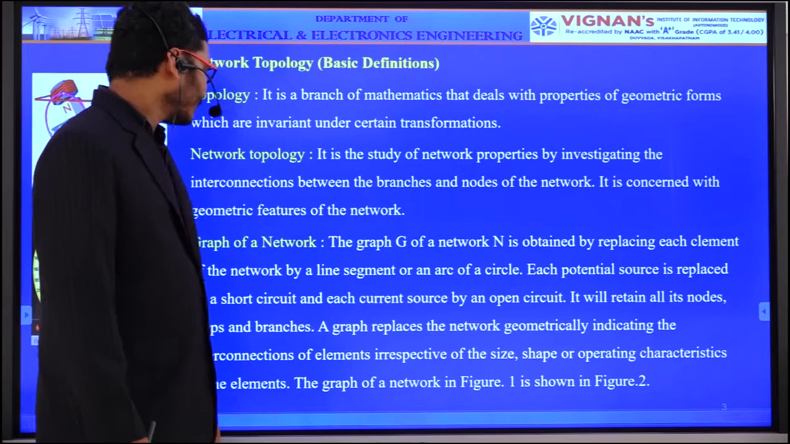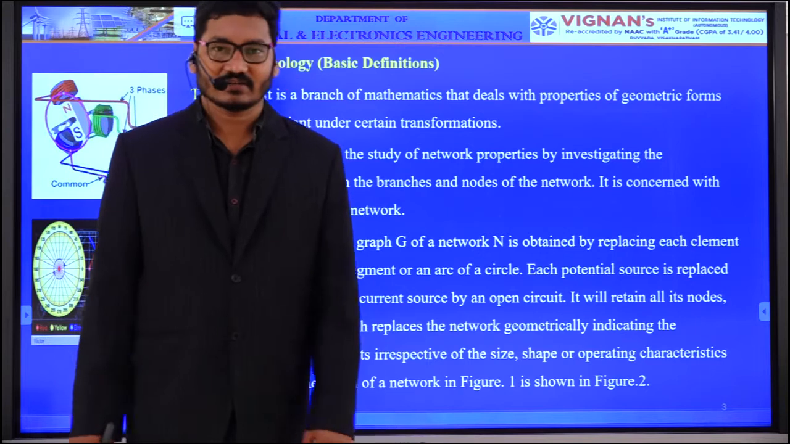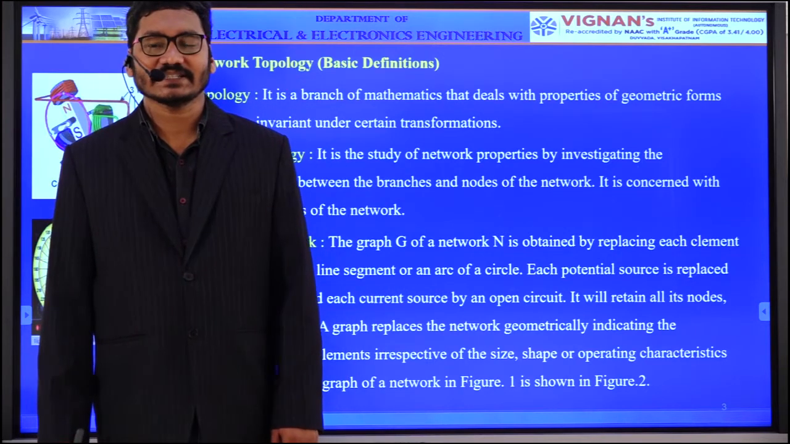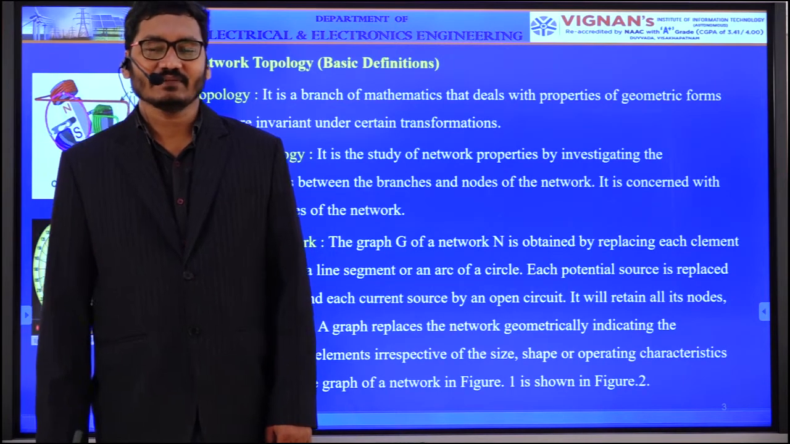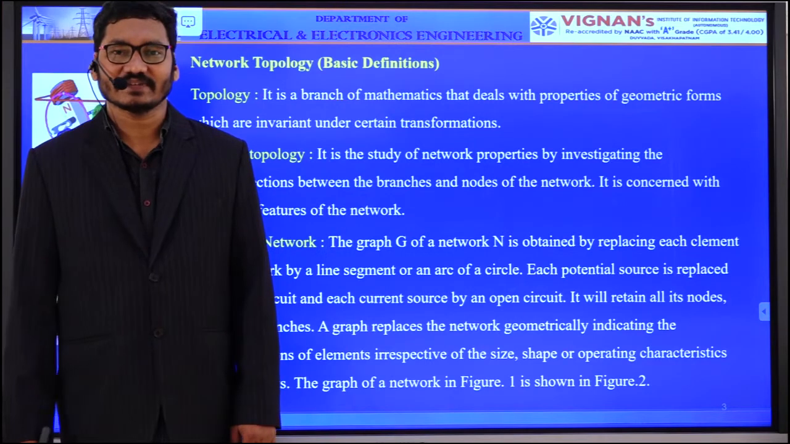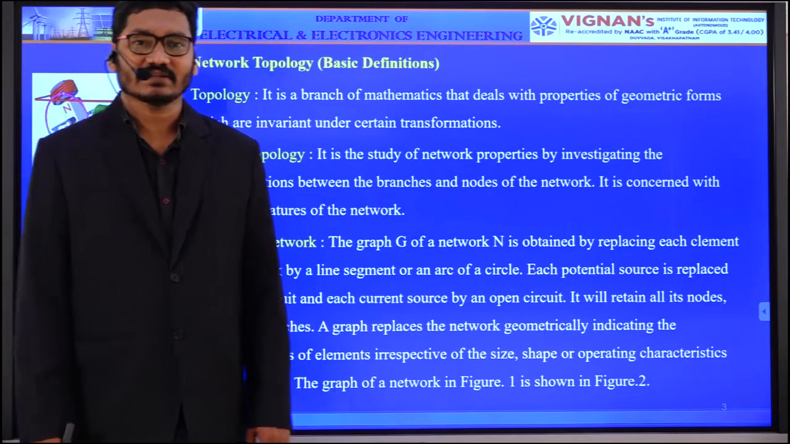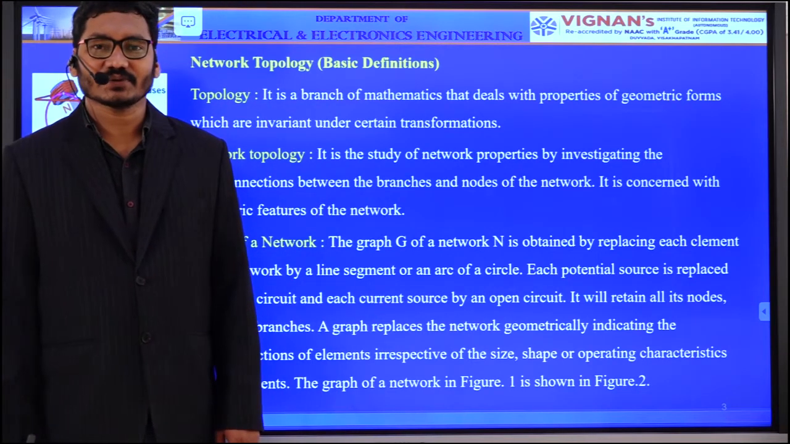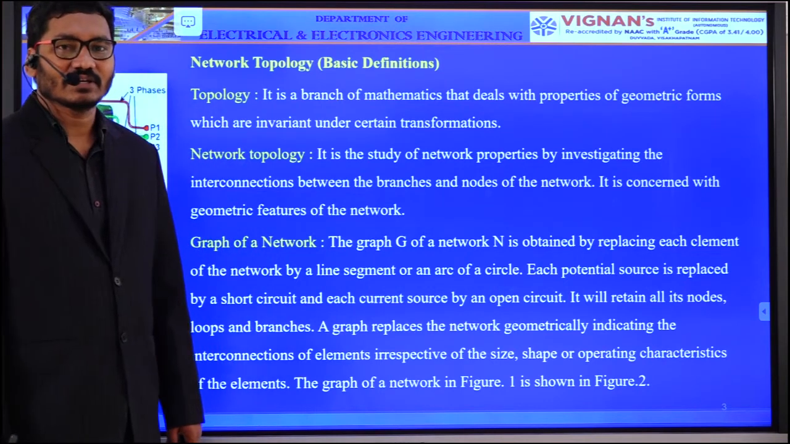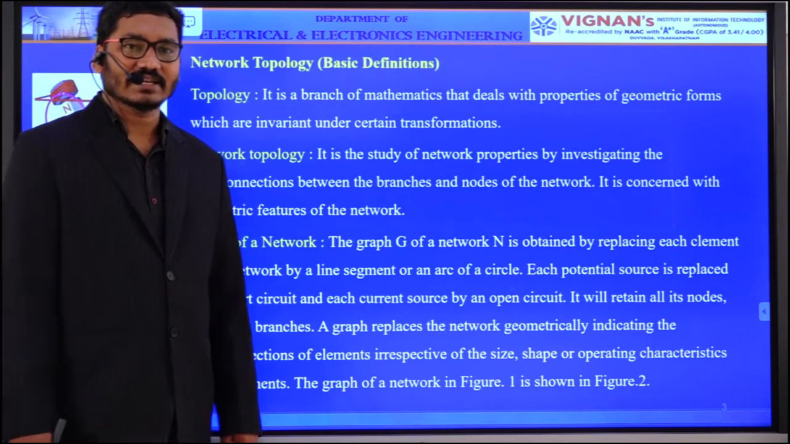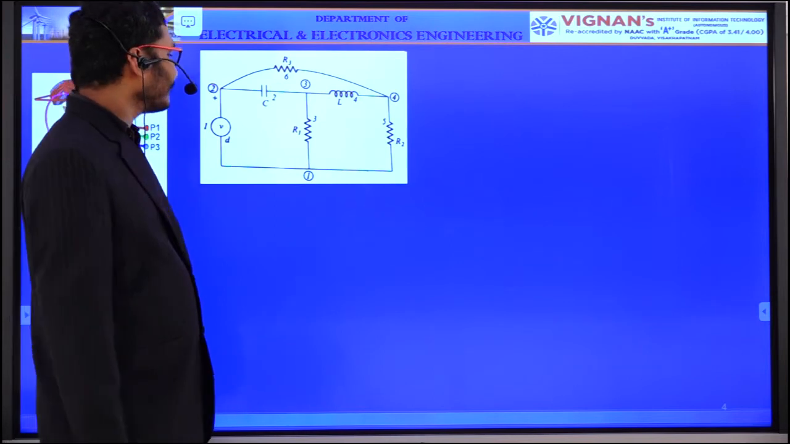Next, graph of a network. Suppose any network, we represent it as branches only. If you have a voltage source, you have to replace it with a short circuit. If you have a current source, you have to replace it with an open circuit. Other elements, resistance, inductance, capacitance, you can replace with only a short circuit, like branches. For example, suppose this is the electrical network we have considered.